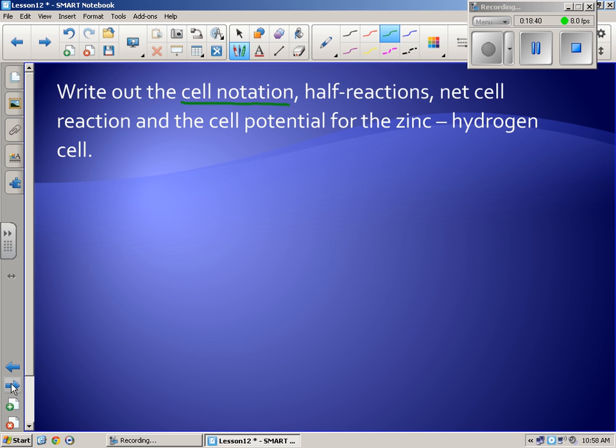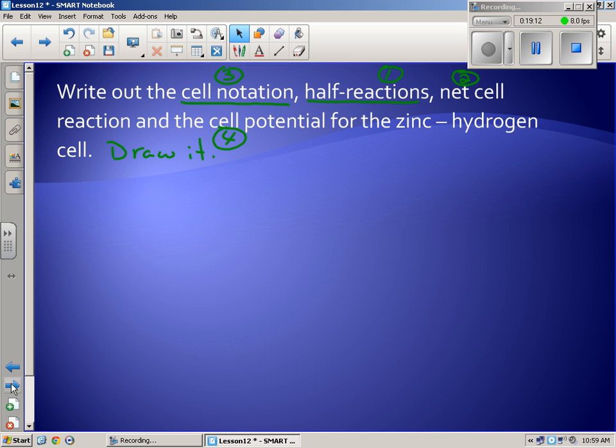Do you know what the cathode is? Do you know what the anode is? Well, then I probably would do that first, okay? I think we need to do half reactions probably first. We could probably do the net cell reaction second. If you want to do cell notation, third, fine. And then, of course, we can calculate the cell potential fourth. And we're also going to draw it as well, okay? And we'll draw it here as well.